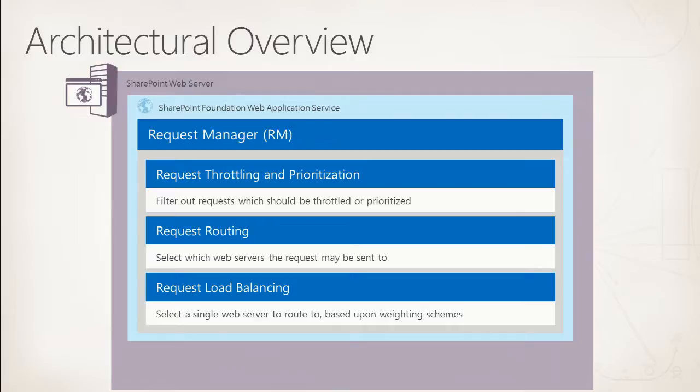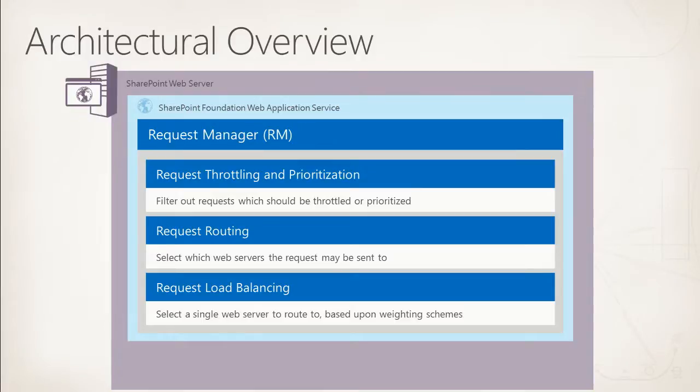And there's 3 components to the request manager. There's throttling and prioritization, so filter out the requests that we wish to deny, and then prioritize the ones that we wish to respond to. And then we route the requests, so select a group of web servers which may respond to that request. And then the load balancing aspect determines the individual server that should respond to the request.